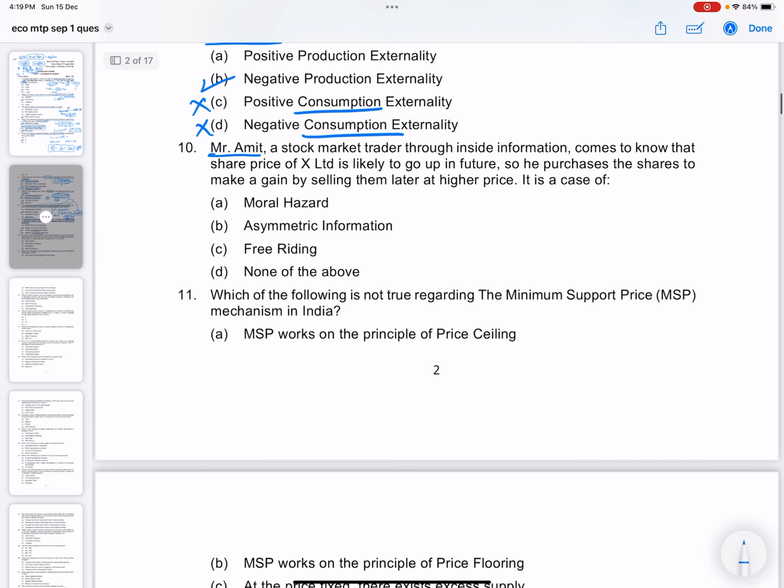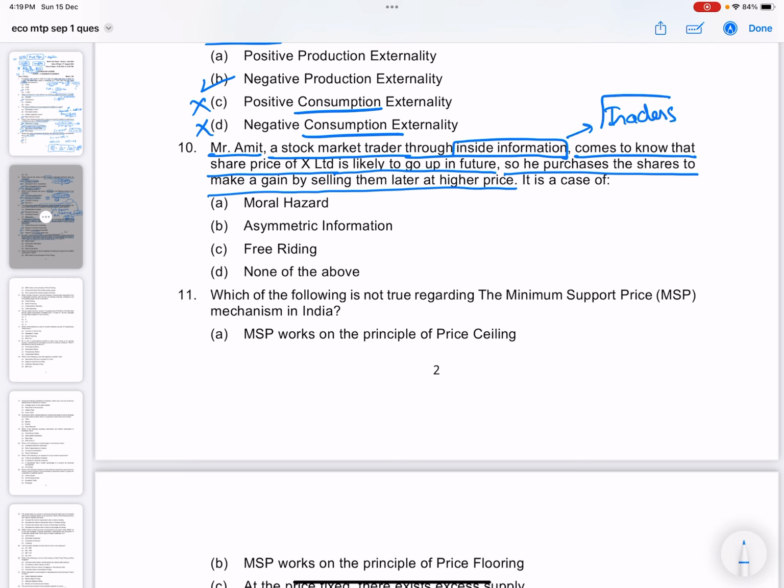Okay, Mr. Amit, a stock market trader, through insider information, comes to know that share price of X Limited is likely to go up in the future. So he purchases the shares to make a gain by selling them later at higher prices. The thing is, Amit already has insider information which the rest of the traders in the market do not have. So he bought a lot of shares of that particular company which he knows the price is going to increase. So this is a case of asymmetric information, because he has more knowledge as compared to others, and his action is impacting. Okay.